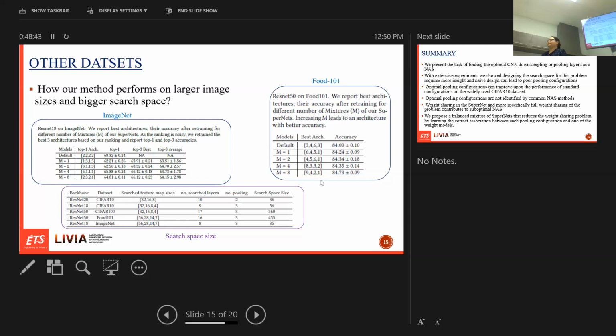Maybe a final question. What do you do when you have many configurations? Like here you try with 36 and you go up to 500. But first of all, with 500, how do you deal with that? At test time, do you evaluate all of them? And second question, can you go to millions of configurations?